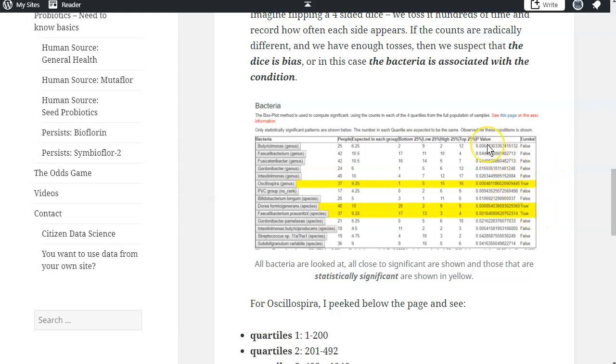Over here on the right side, we have the p-value, the probability value, and we see the probability of this happening is 0.0004, which means 4 chances out of 10,000 that this would happen by random chance. And in this case we only have perhaps 200-300 people, so the odds are very unlikely it would be happening by random chance.